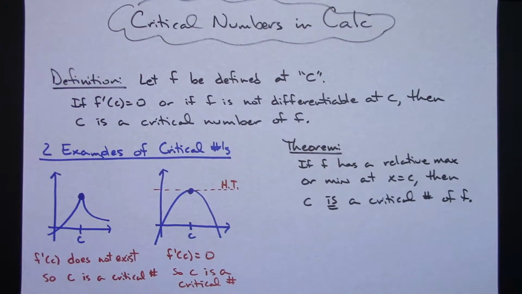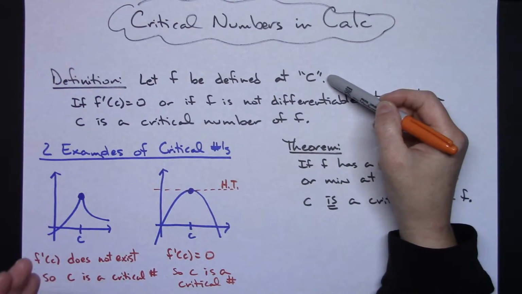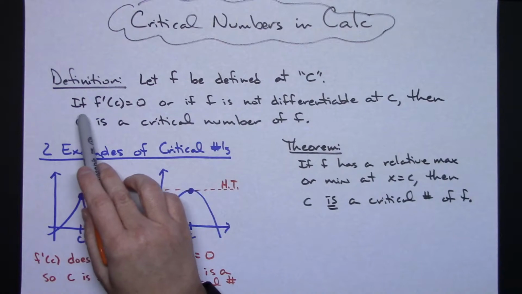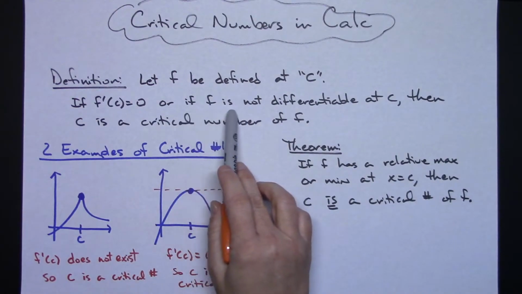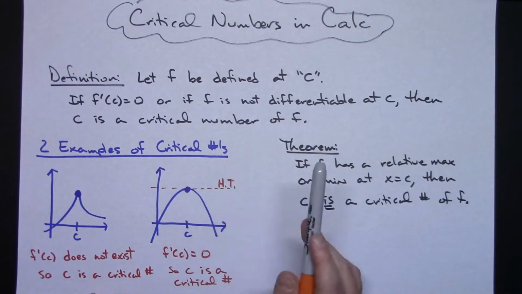We're going to let f be defined at c. And this is an extremely important part that is often overlooked. You've got to make sure that the function is defined at c if we want c to be a critical point. If the derivative equals 0, or if f is not differentiable at c, then c is going to be a critical number of your function.